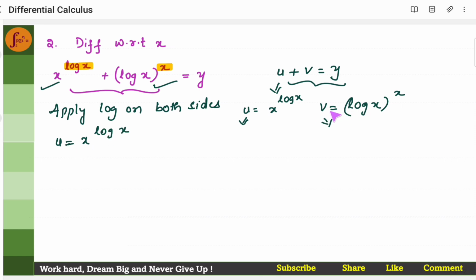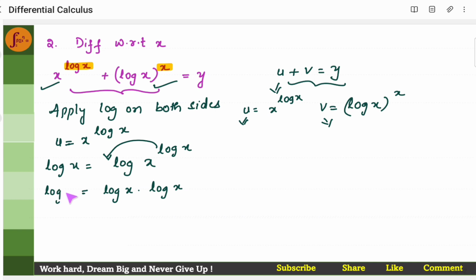And then we'll do the same for v. So now what we'll do, we'll apply log, right? So it will be log u is equal to log of x to the power log x. Now using the log property, log m to the power n, this will come here, so it will become multiplication. Log x into log x is log u.